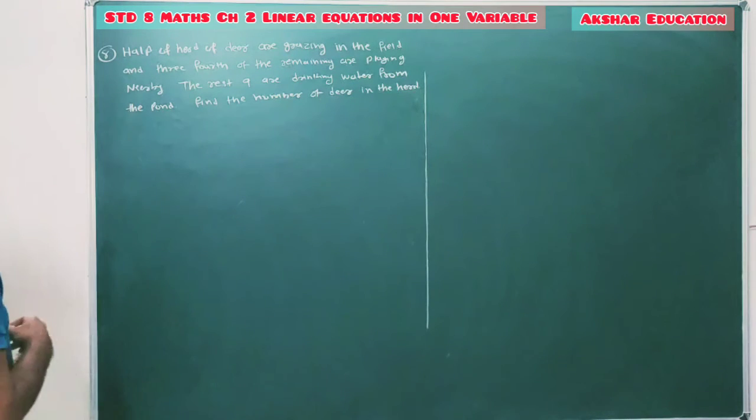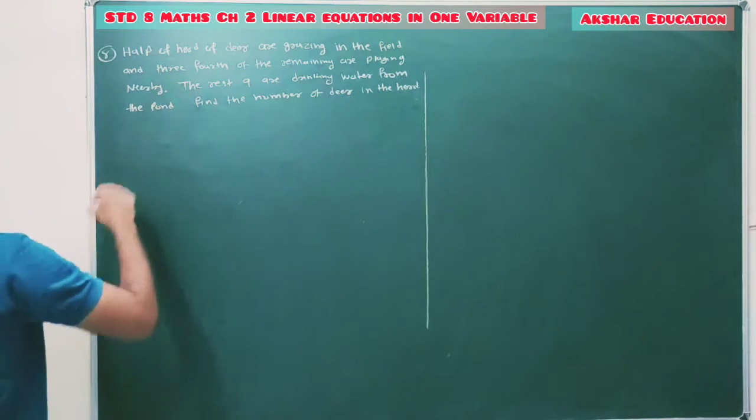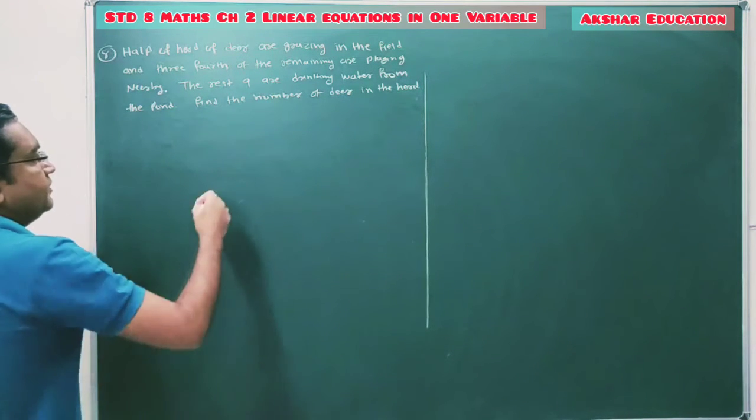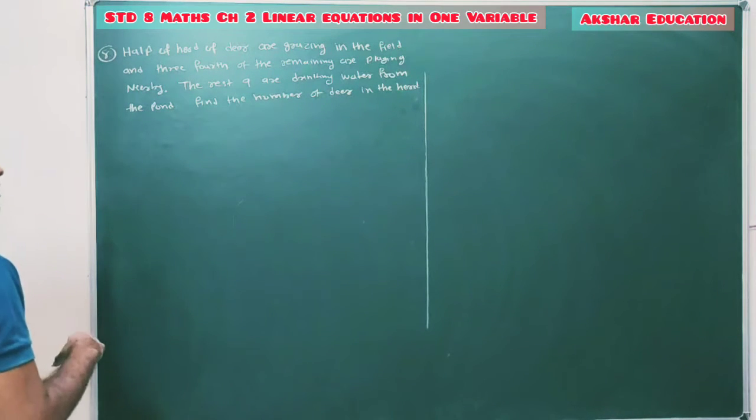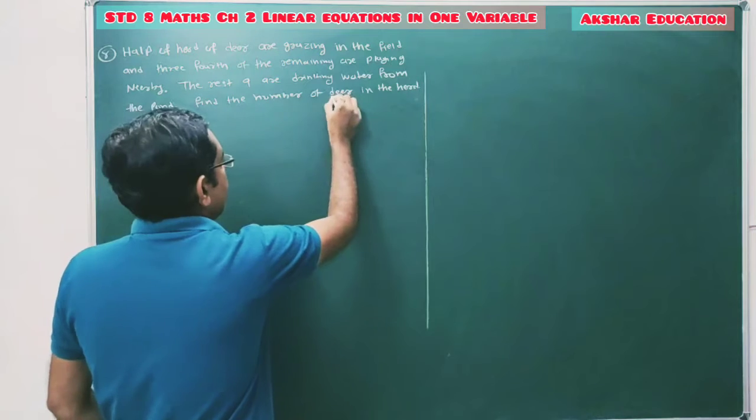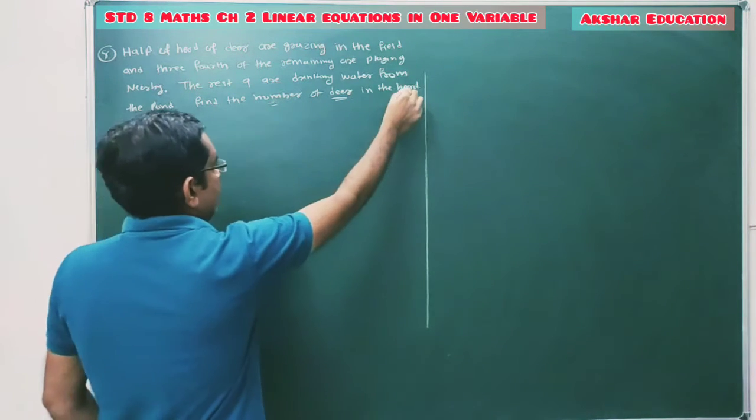Okay, students, now question number 8. Half of the herd of the deer are grazing in a field and 3/4 of the remaining are playing nearby. The rest, 9, are drinking water from the pond. Find the number of deer in the herd.